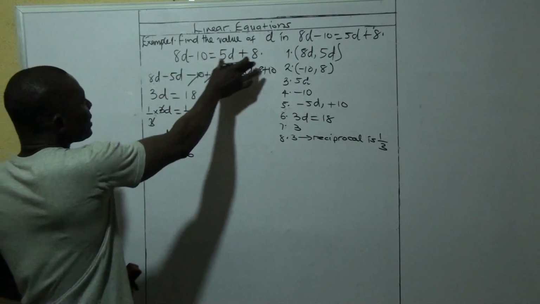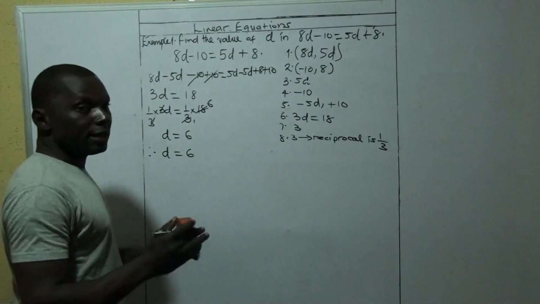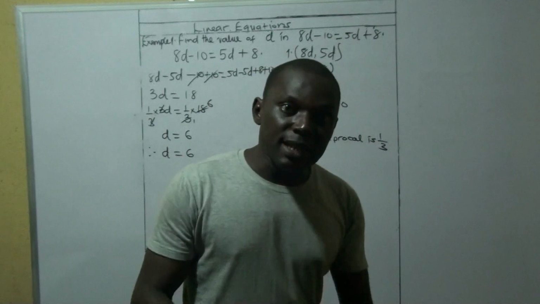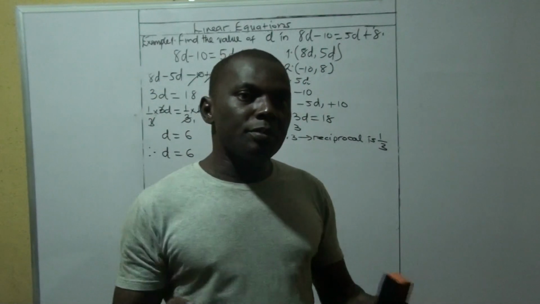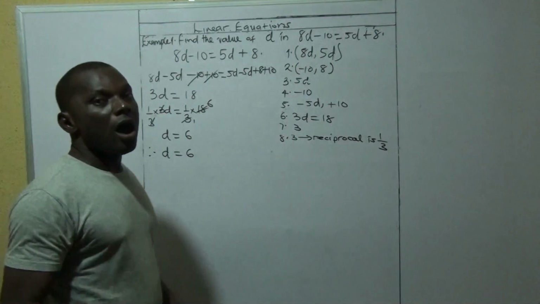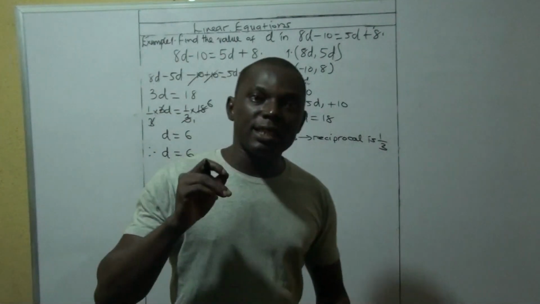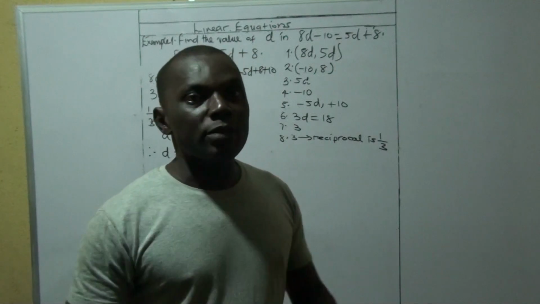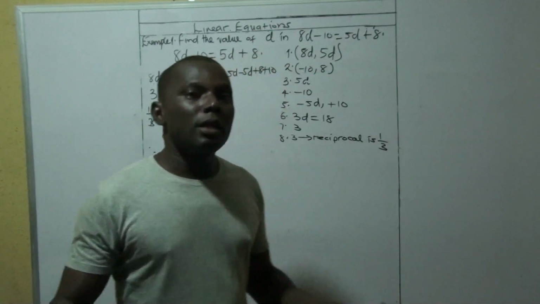Let's see whether the right hand side and the left hand side are the same, so that we know that they satisfy the basic principle of equation, that equations are statements showing that two mathematical expressions are the same.